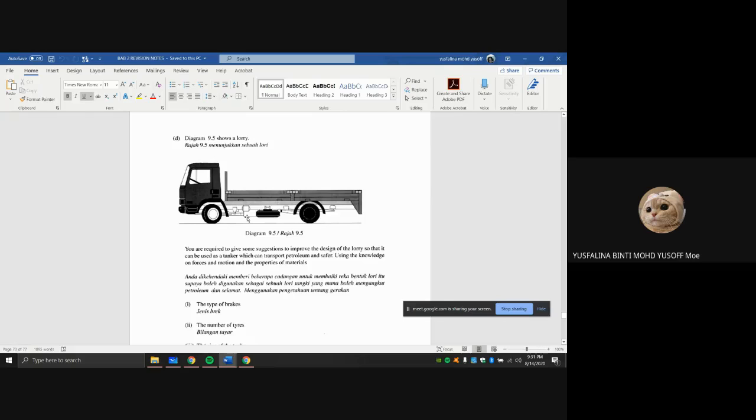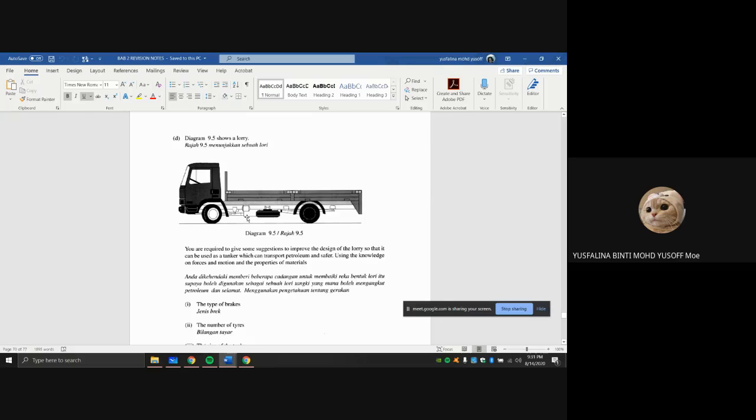The distance between the trailer and the tractor. You must have a distance. The distance must be big, or must be further. This one is to ensure the trailer will not collide with the tractor.